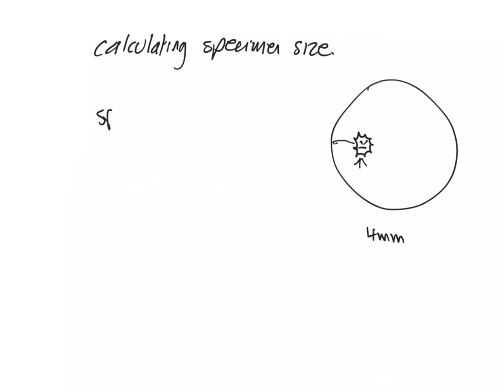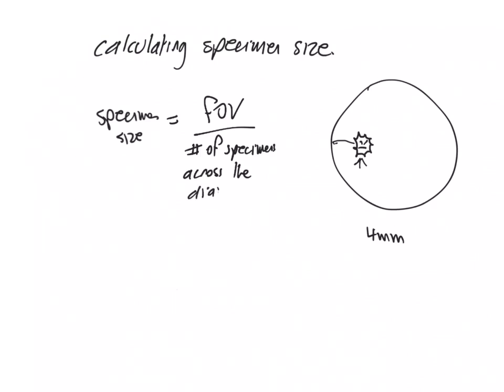So our specimen size equals the field of view divided by the number of specimens across the diameter. So in this particular case, our field of view was 4 millimeters divided by the number of specimens, and I said I think we could fit 5 across. So that means our specimen size is 0.8 millimeters.